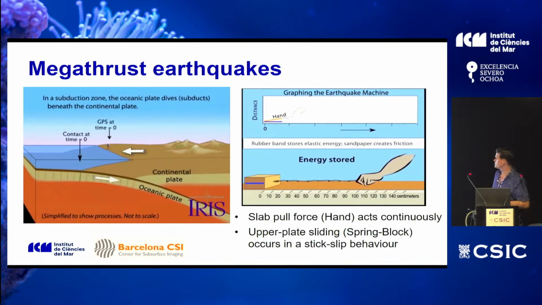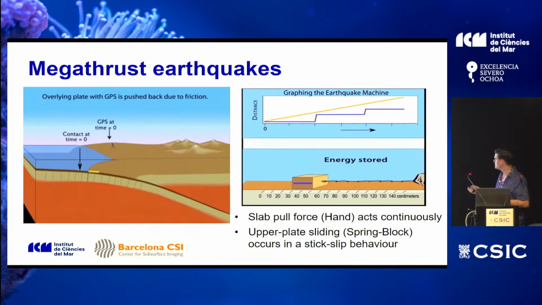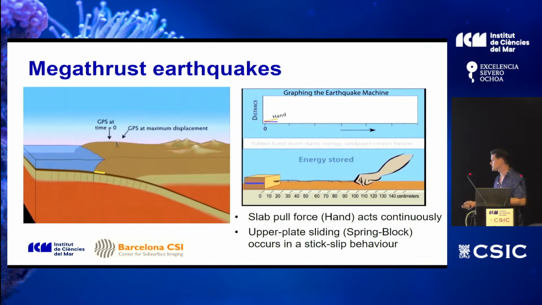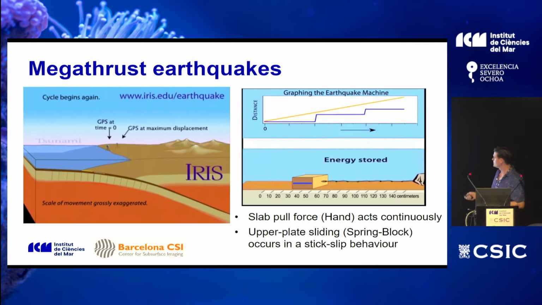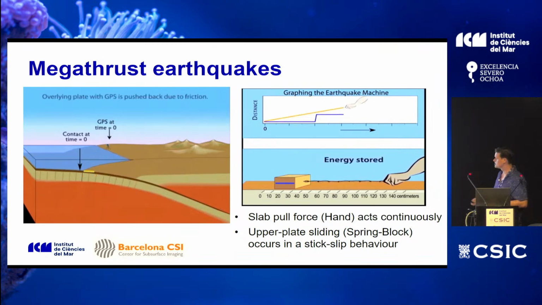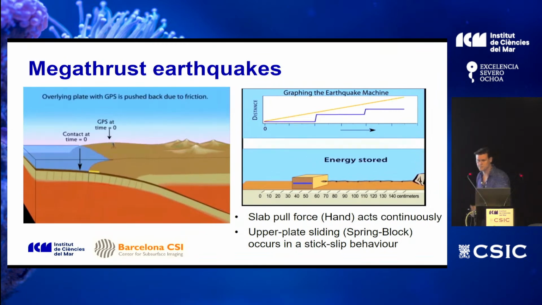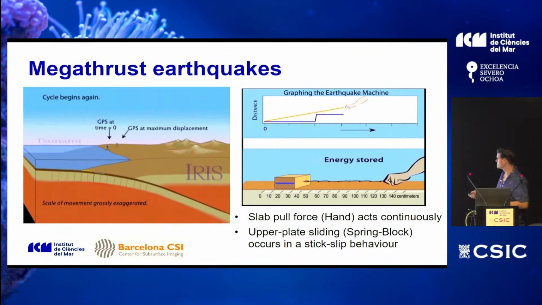This is better depicted in this diagram, where the hand over here would be the slab pull force that is continuously pulling the oceanic plate, and the spring and block system would represent this stick-slip behavior of the upper plate and the sudden release of energy in the shape of an earthquake.